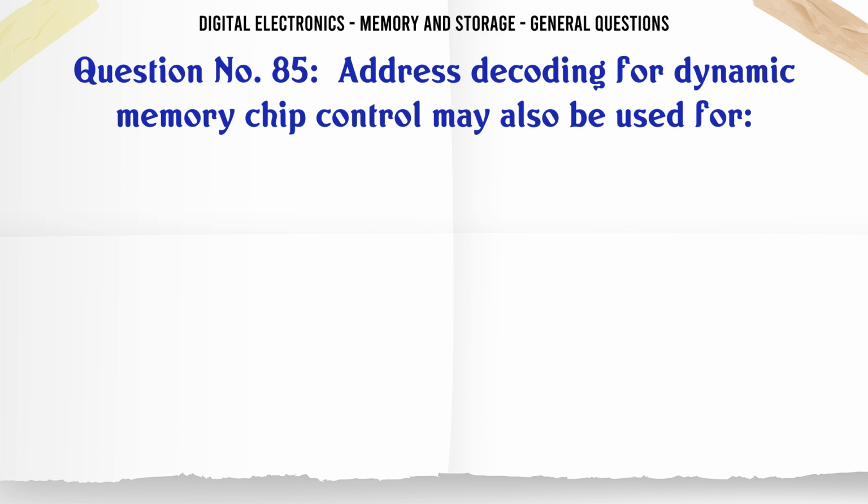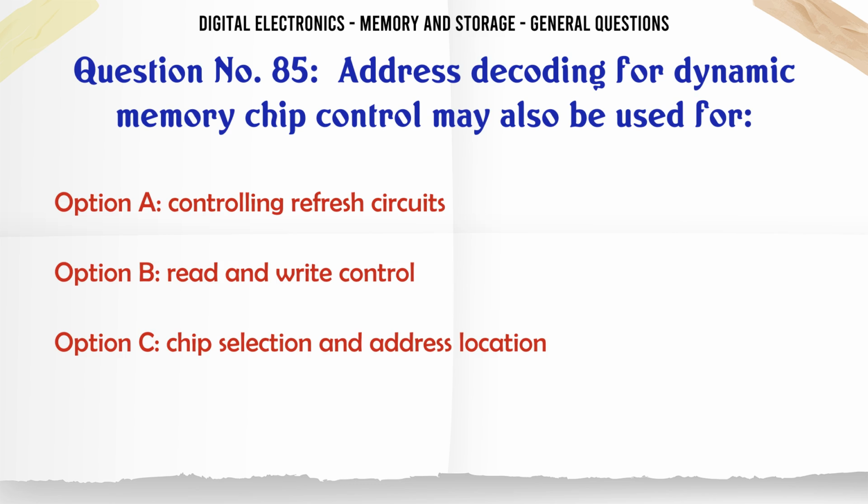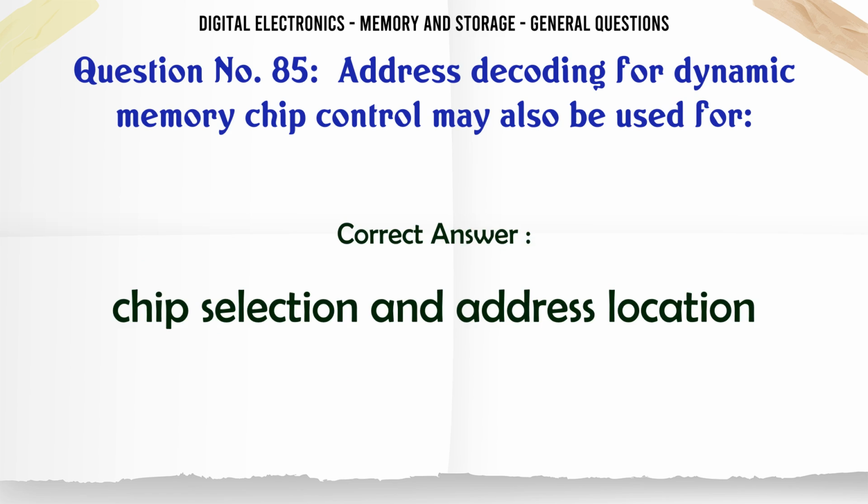Address decoding for dynamic memory chip control may also be used for A. Controlling refresh circuits. B. Read and write control. C. Chip selection and address location. D. Memory mapping. The correct answer is chip selection and address location.